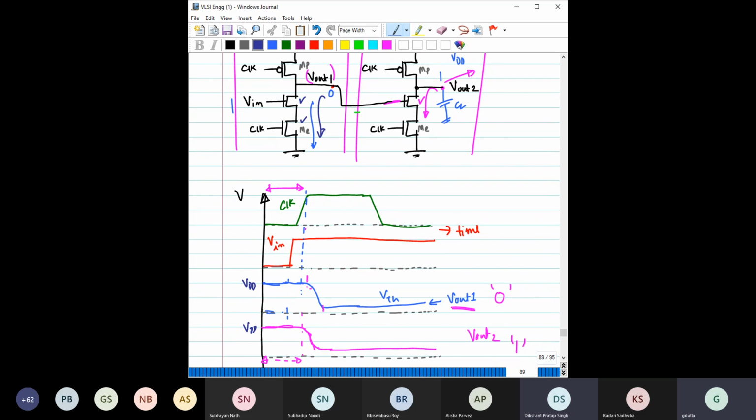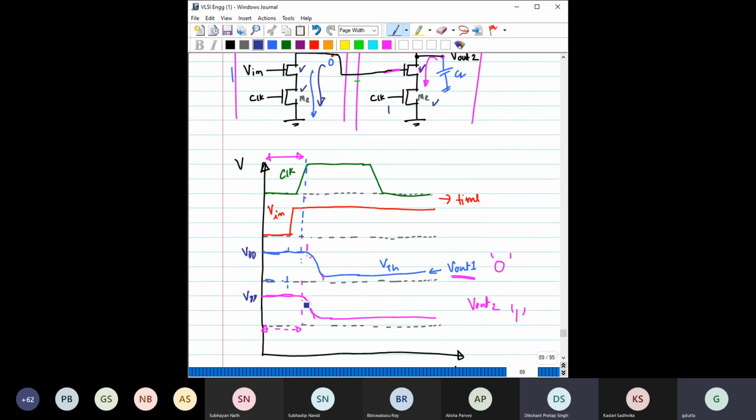Now see what is happening for the next stage, stage 2. When it has entered the evaluation state, what is it seeing? It is seeing that this output is still 1, which means this transistor is on. In the evaluation phase, the clock is equal to 1, so this transistor is also on. So this capacitor will also start discharging, and output 2 will also start falling.